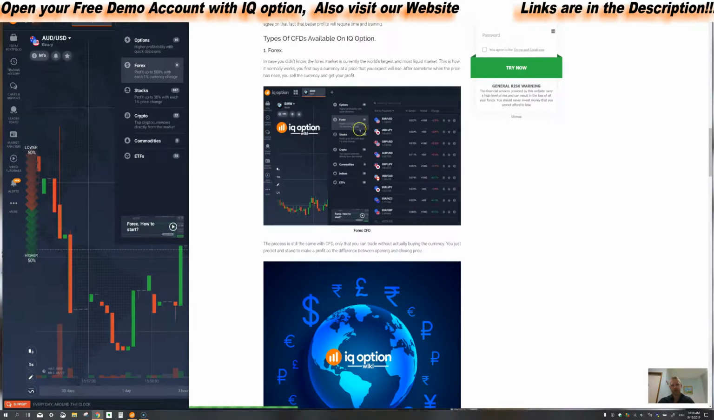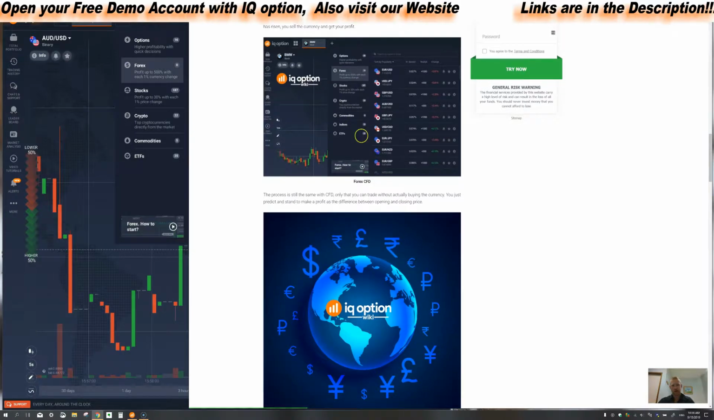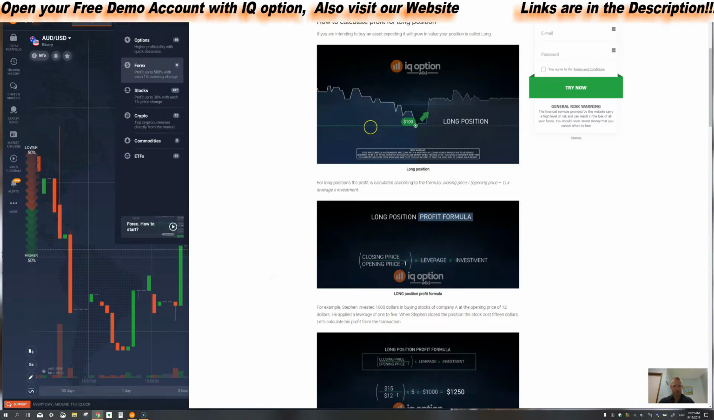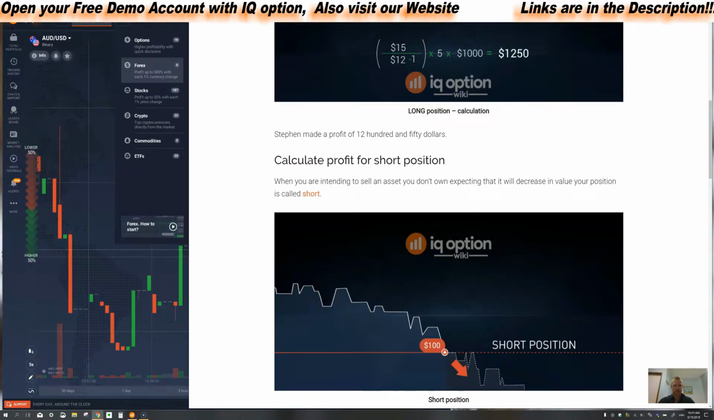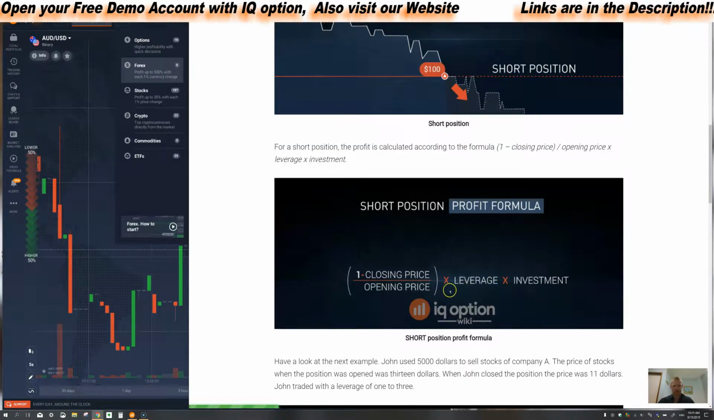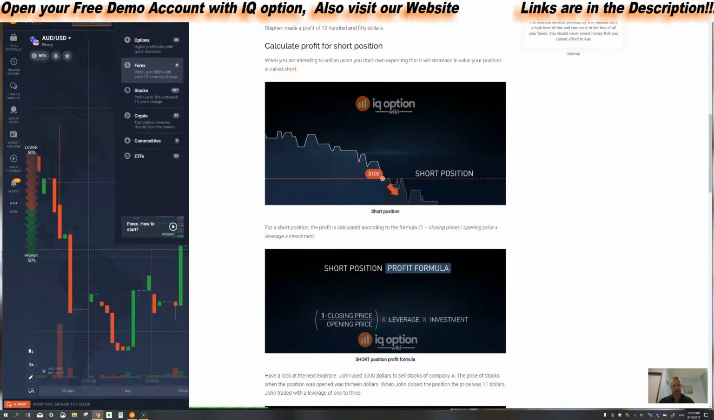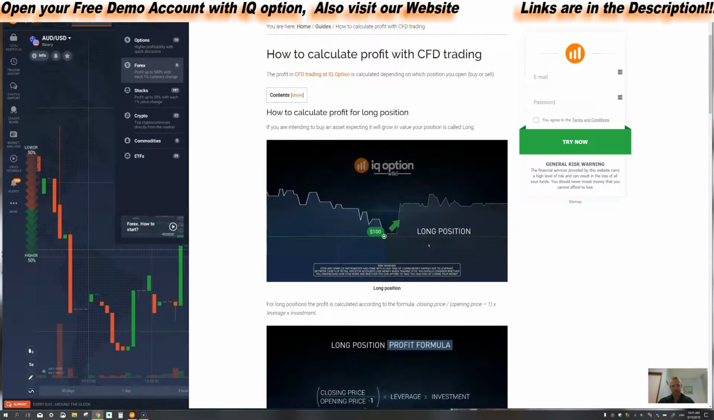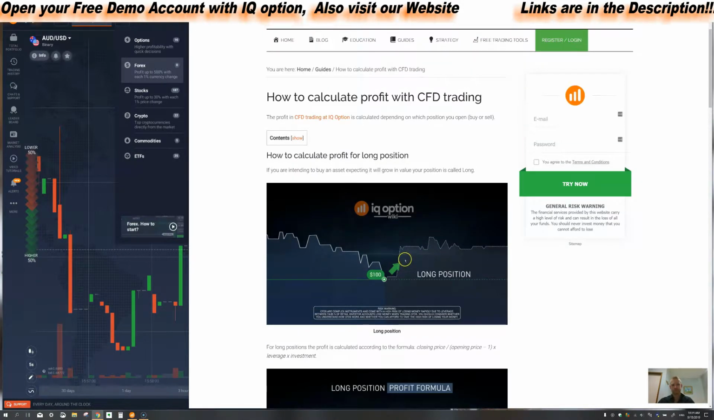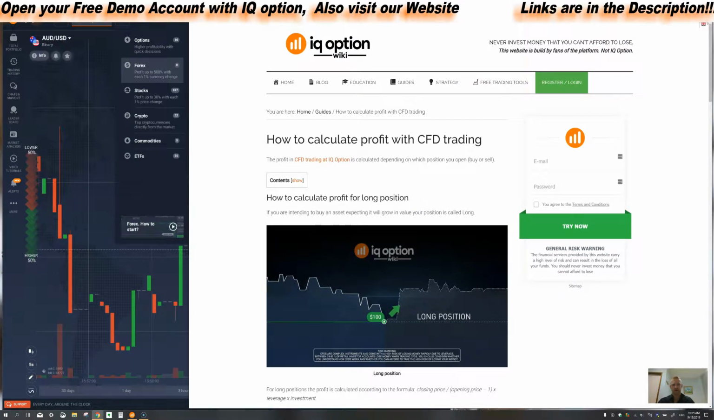With IQ Option, you have a lot of choice in different CFDs: Forex, stocks, cryptos, commodities, indices, and ETFs. We also have an article on our website on how to calculate the profit. This is the formula for calculating a long position and the formula for calculating a short position, but I think that speaks for itself. I will put a link in the description. It's just the percentage you make, divided by your leverage, divided by your investment. It's a pretty easy formula, and it doesn't really matter that much in this video.